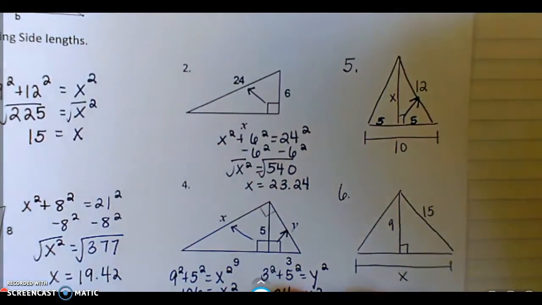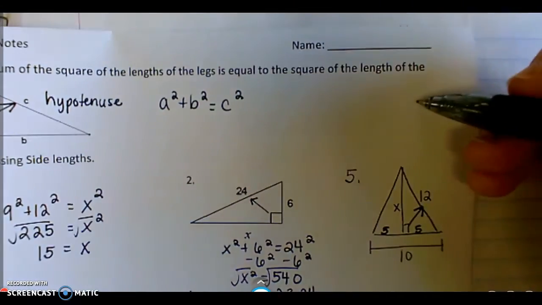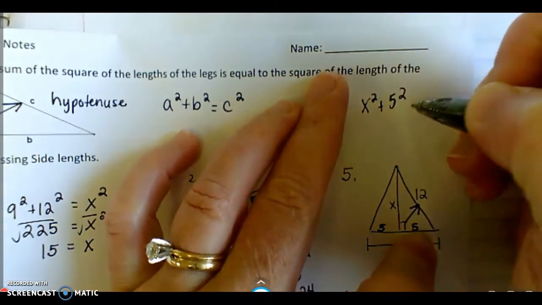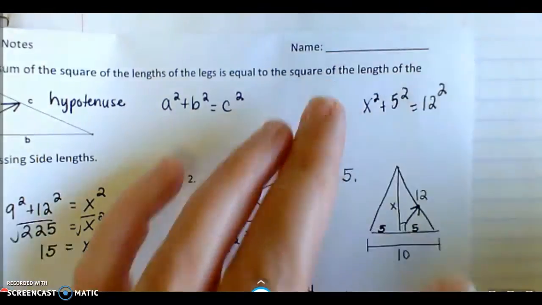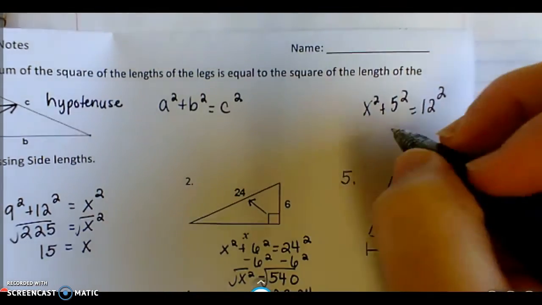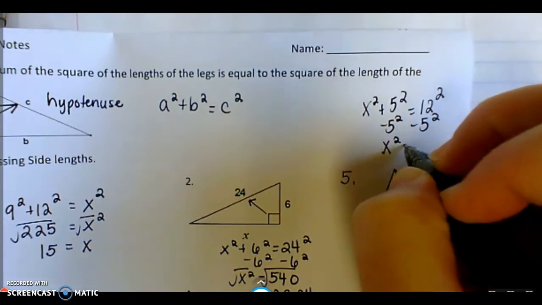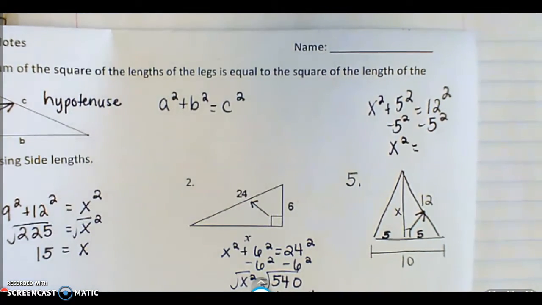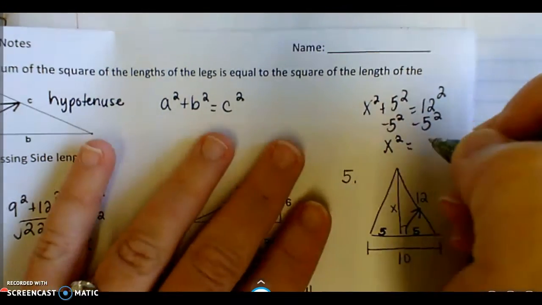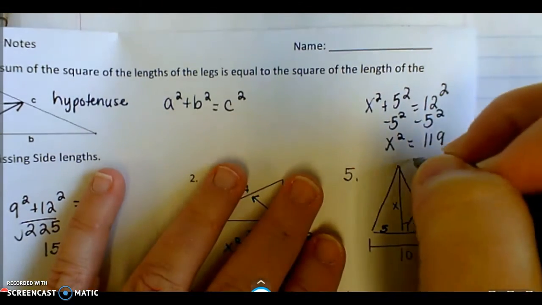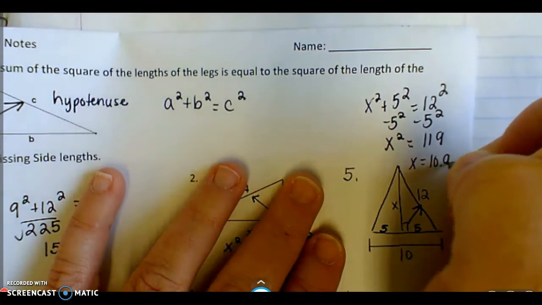Across from the 90 is 12, so that's the C. I'm going to do the problem above it. So I have x squared plus 5 squared equals 12 squared. And we'll subtract 5 squared on both sides. 12 squared minus 5 squared, I get 119. And then I'm going to take the square root of 119. And I get x is 10.91.